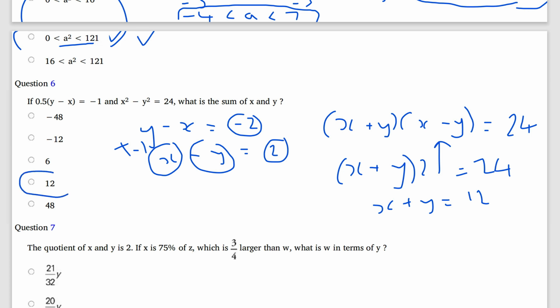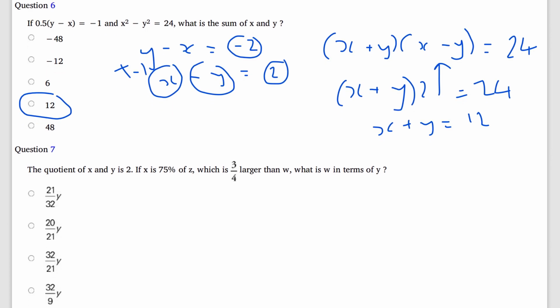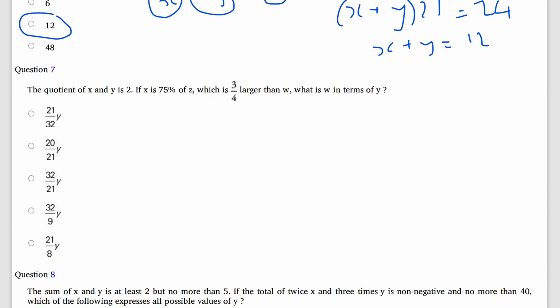So answer D. Obviously, I'm going relatively fast because I want to show you the kind of pace you want to go at for the real test, but feel free to pause, rewatch, rewind, because I'm going at a fairly fast pace. Okay, the next one here.